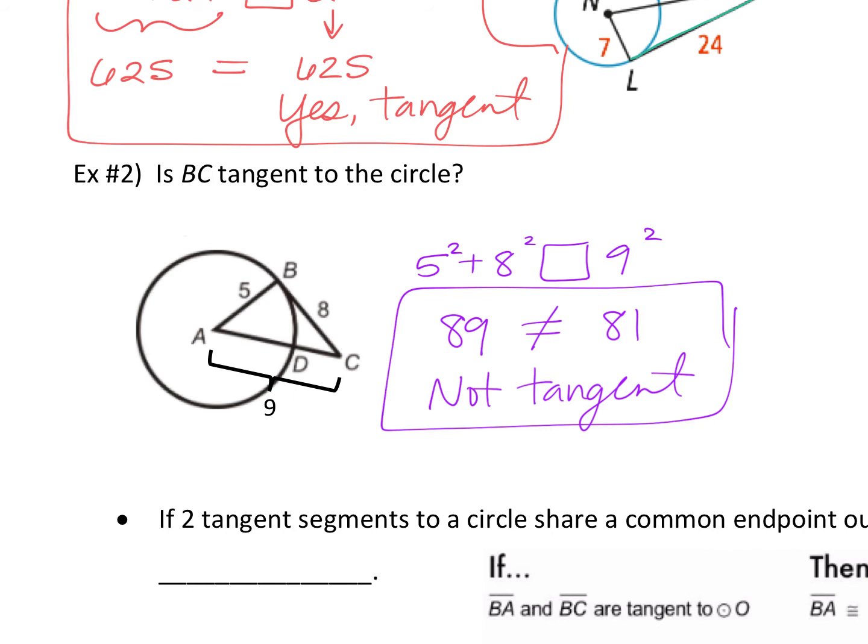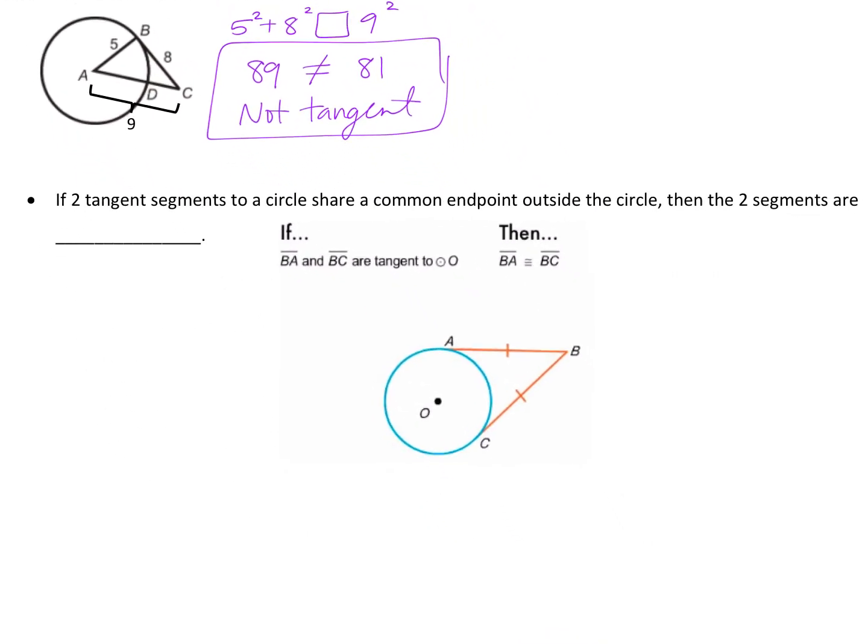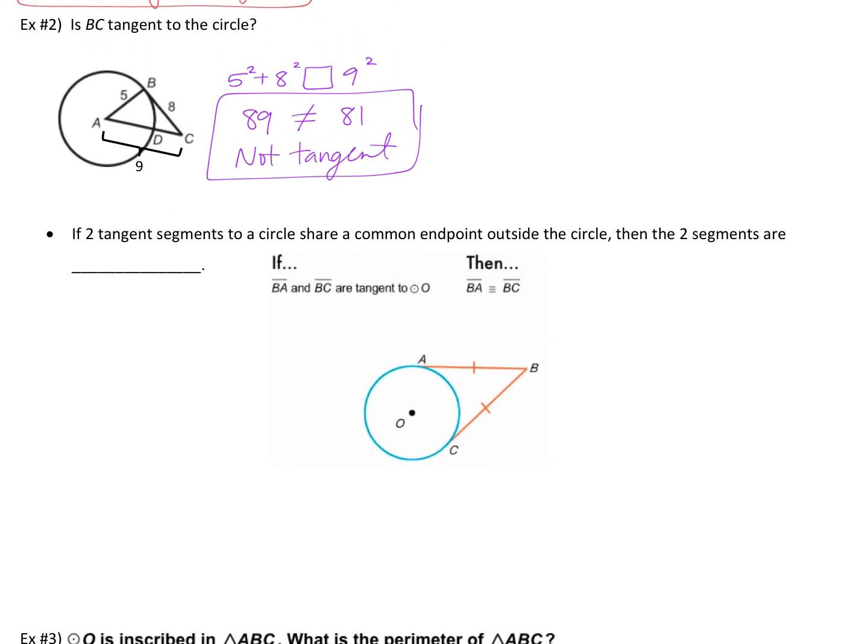Questions on that? It's pretty simple, right? It's what you did yesterday. All right, this next one's my favorite part of 12.1. There's another theorem here. It says this. If 2 tangent segments to a circle share a common endpoint, so here's their common endpoint, point B out here is the common endpoint, then the 2 segments are congruent.